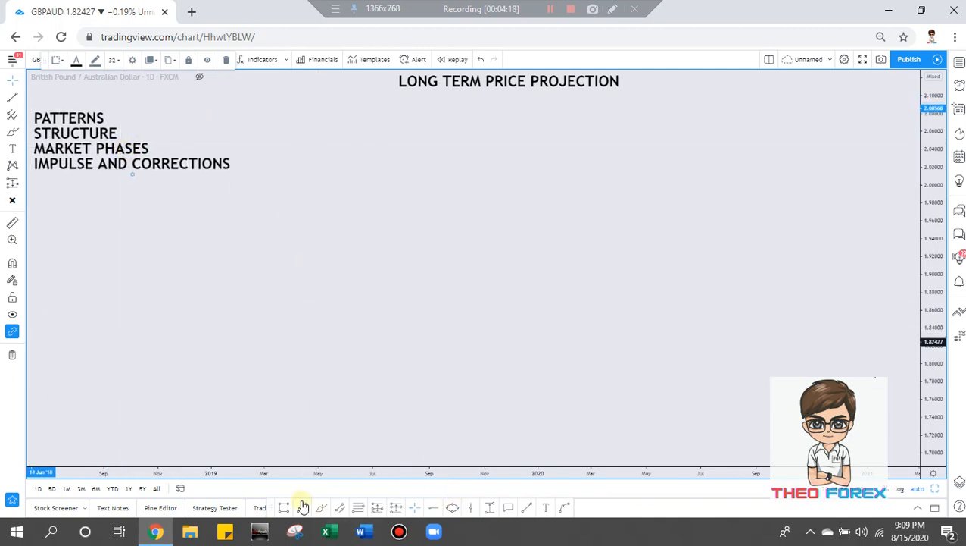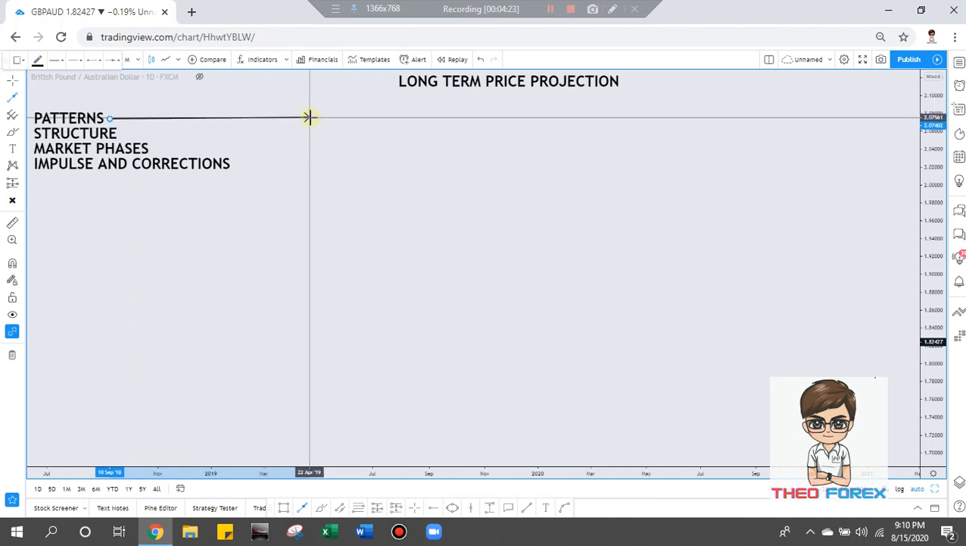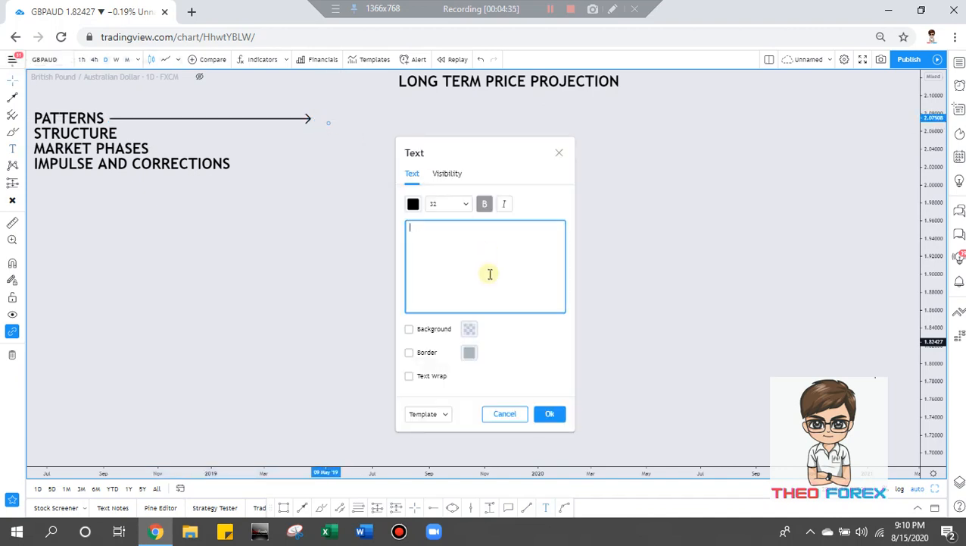Now, patterns in the financial market are just the normal chart patterns. There's nothing interesting or difficult about them. What Falcon majorly bases off when it comes to patterns is just the normal patterns that we know: head and shoulders, double tops and bottoms, wedges, that's the rising and falling wedge, and triangles.